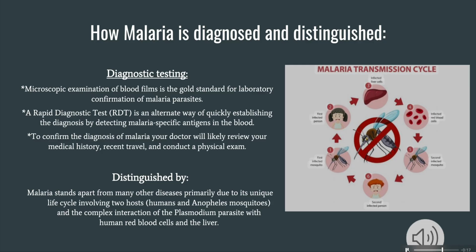Malaria is distinguished by its ability to stand apart from many other diseases, primarily due to its unique life cycle involving two hosts, the human and Anopheles mosquitoes, and the complex interactions of the Plasmodium parasite with human red blood cells and the liver.